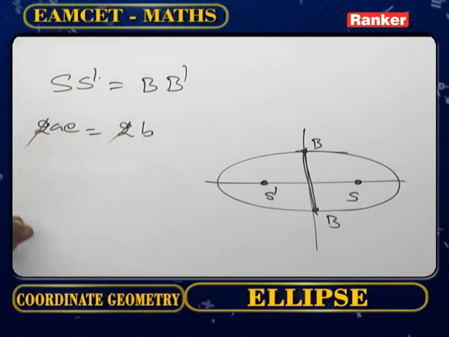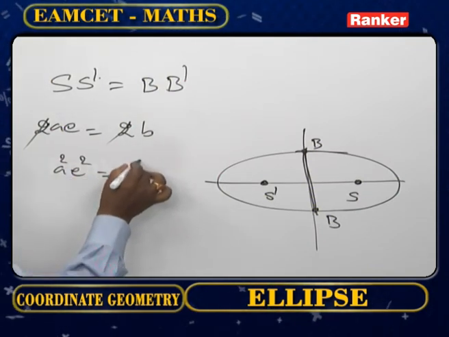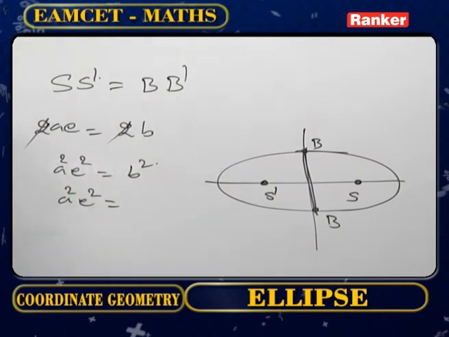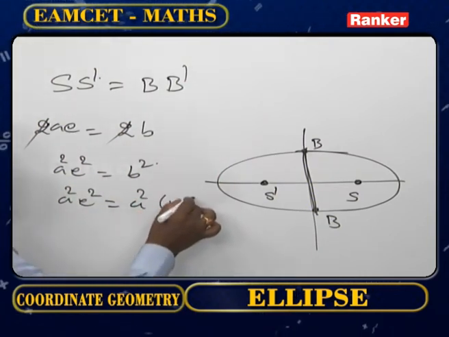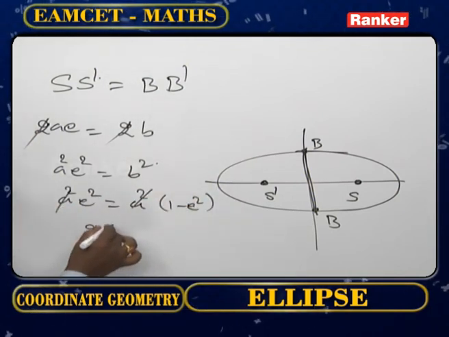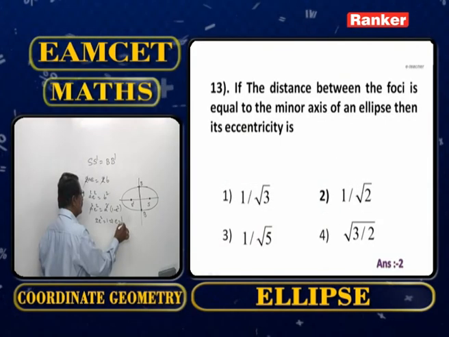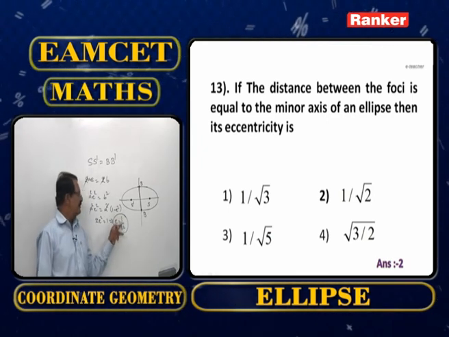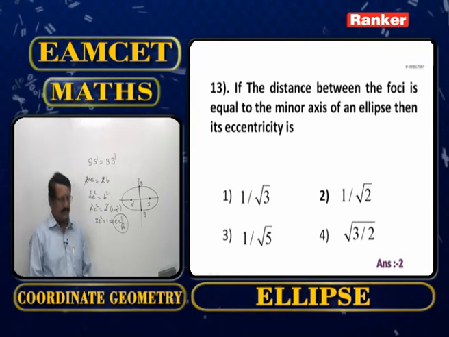Now 2 cancels on both sides; square on both sides. A square E square equals B square. But the value of B square in terms of A and E is A square into (1 minus E square). When A square cancels, taking E square to the left side, 2E square equals 1. Now E equals 1 by root 2. The eccentricity of the given ellipse is 1 by root 2. Now the second option is correct.